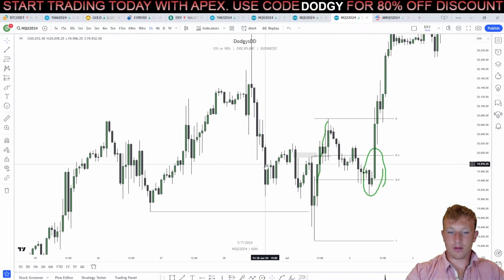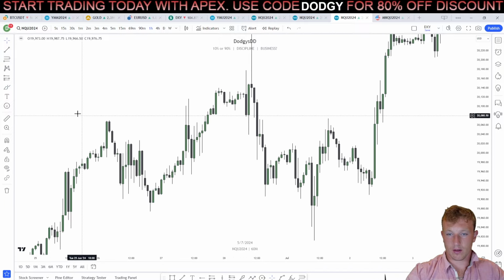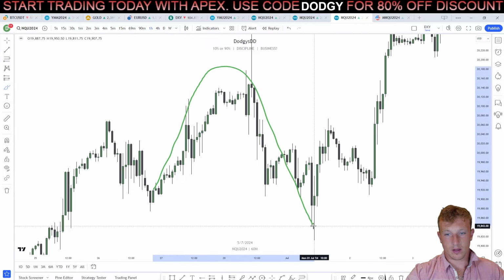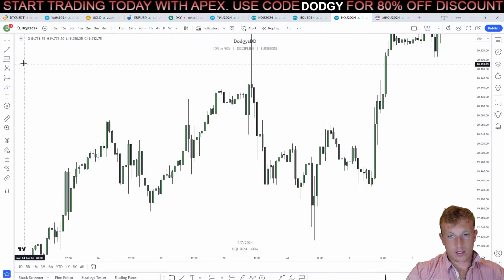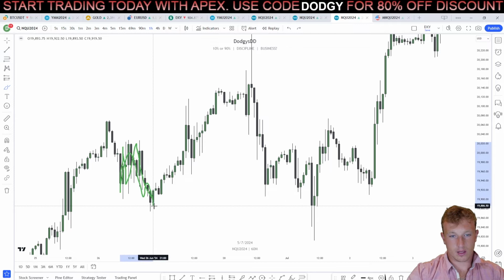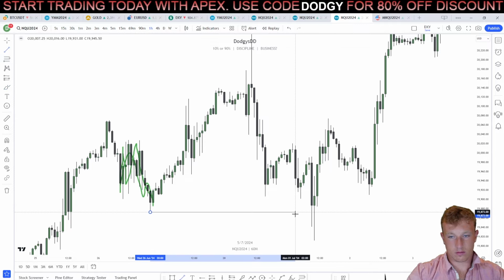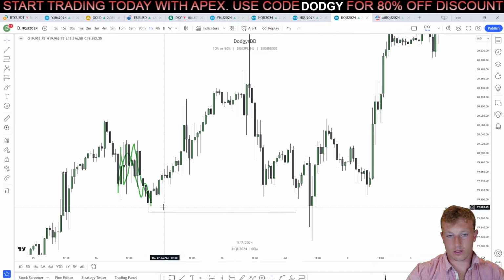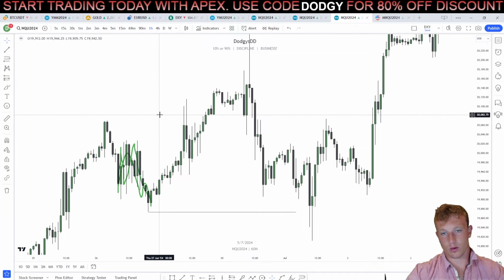The second example is actually right next to it. Okay, we have a sell model here. But what tells us this is going to be a sell model? We have our kind of original consolidation here, with a low, which is actually created during Asia, which is important because time-based liquidity is important.